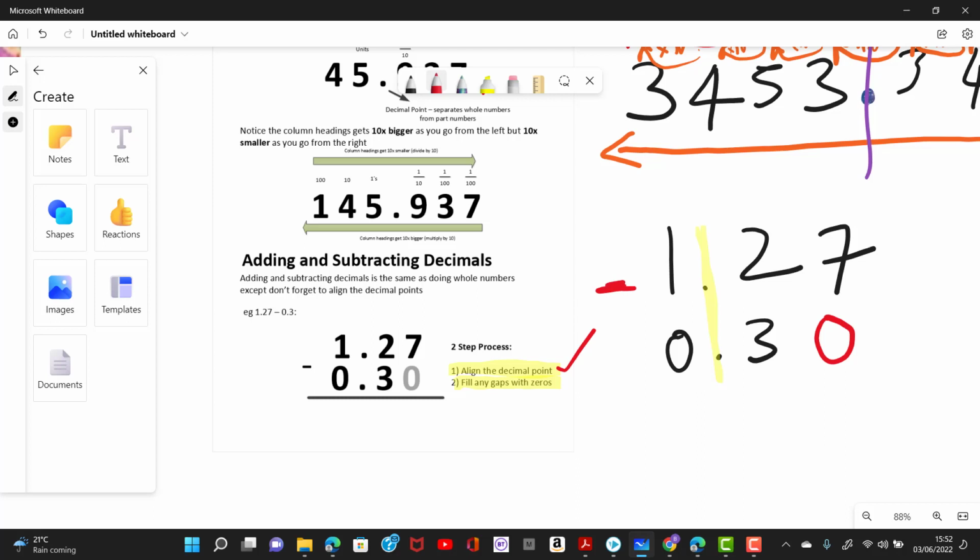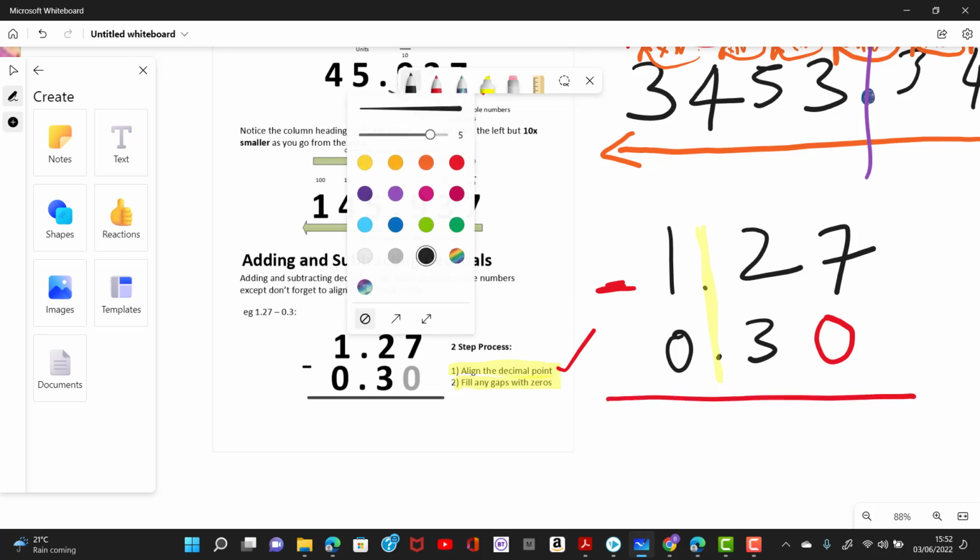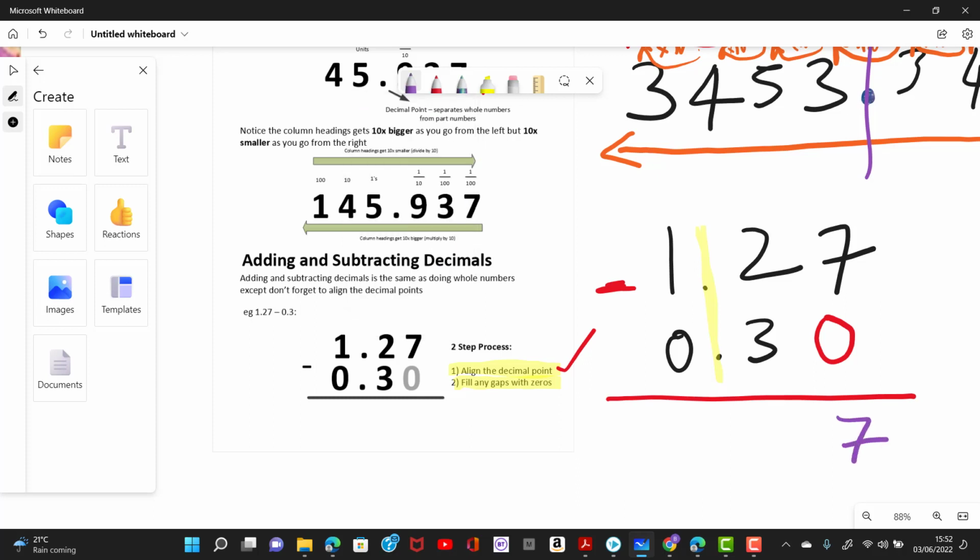And if we're going to be taking away, seven take away zero is seven. Two take away three, we can't do. So we borrow, so put a zero there. So it becomes 12 take away three, which is nine. Don't forget the decimal point, so the decimal point goes here. And then zero take away zero is zero, which gives us 0.97.